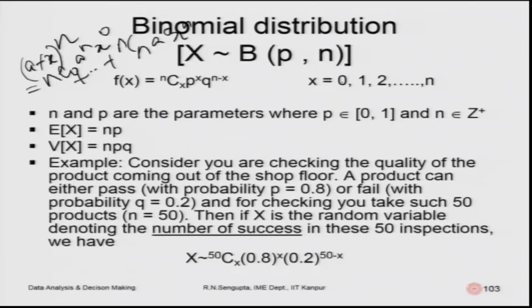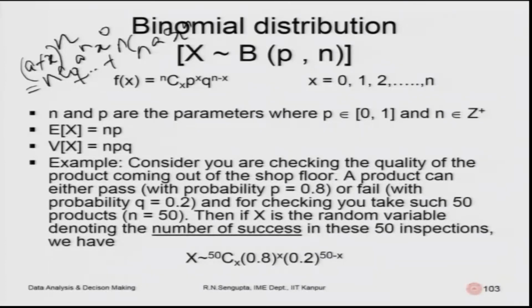So, x being 0 means the probability of getting a good item is 0, there are no good items and all the n items are bad, and if x is n, it means all the items are good while the number of bad items is 0. So, n and p are the parameters. p is between 0 and 1, n is a positive integer, the expected value is given by n into p, and the variance is given by n p q.